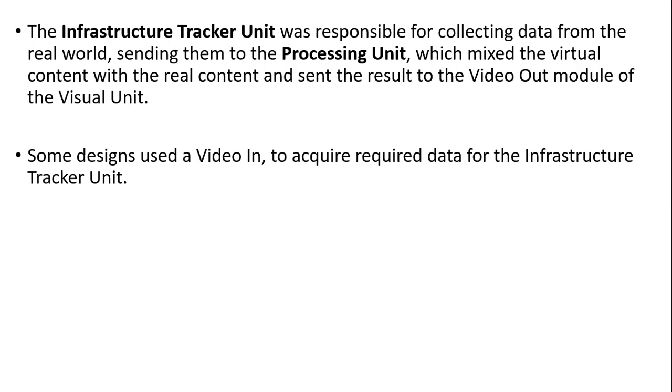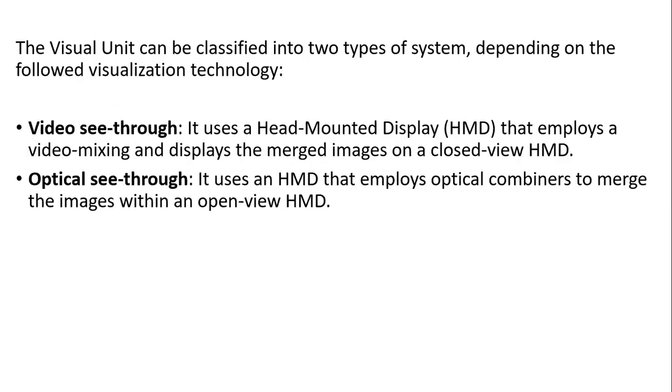In the processing unit, the data which is collected from the real world will be mixed with the virtual content, and that result will be sent to the video out module of the visual unit. So some designs use a video in to acquire the required data for the infrastructure tracker unit. Now the visual unit can be classified into two types of systems based on the followed visualization technology. The two types are video see-through and optical see-through.